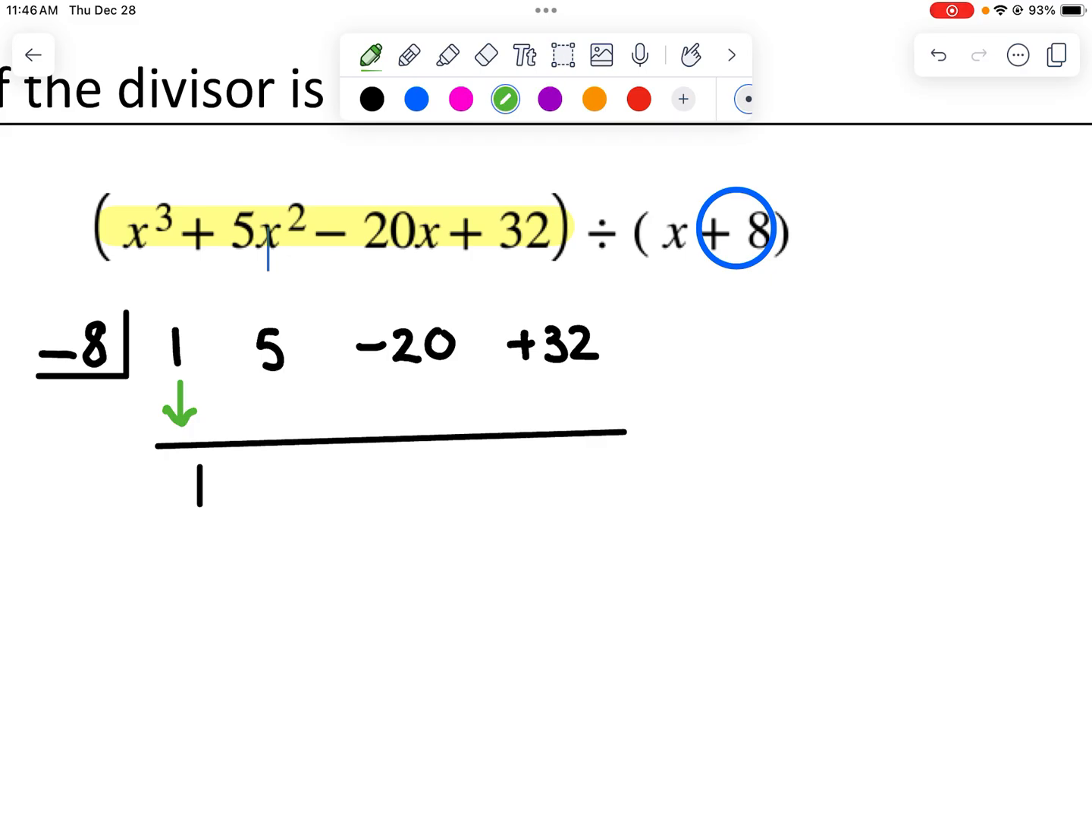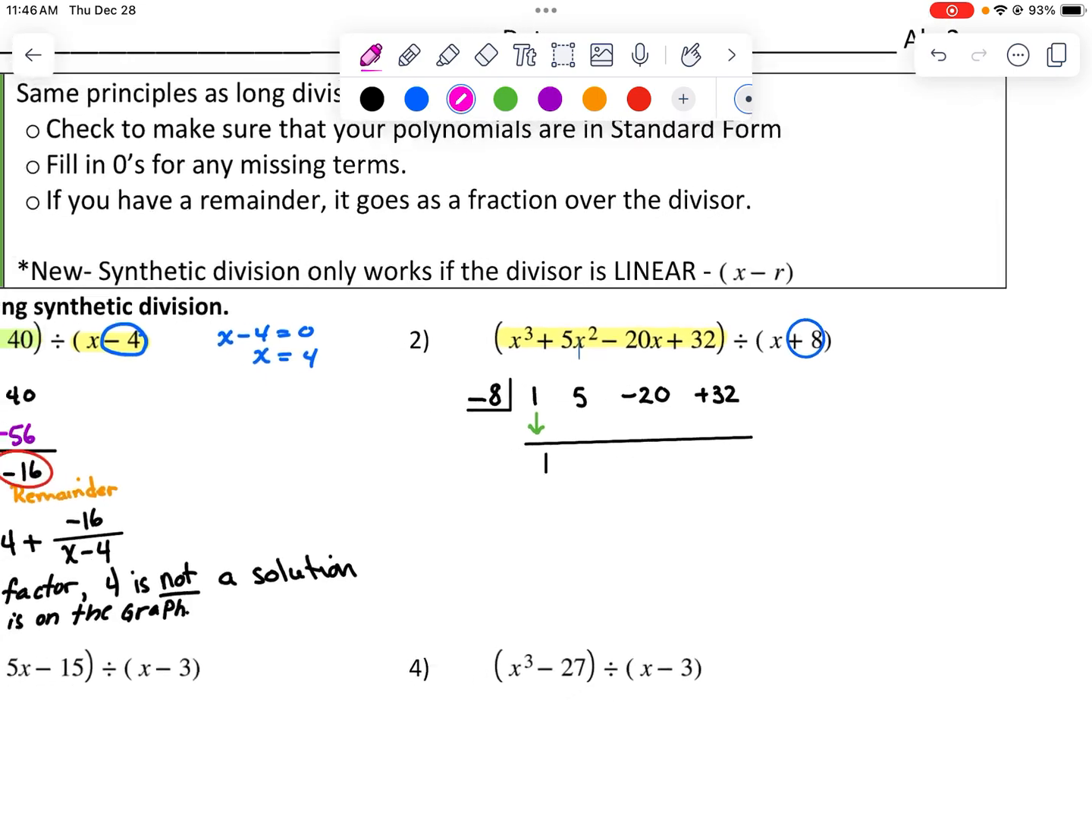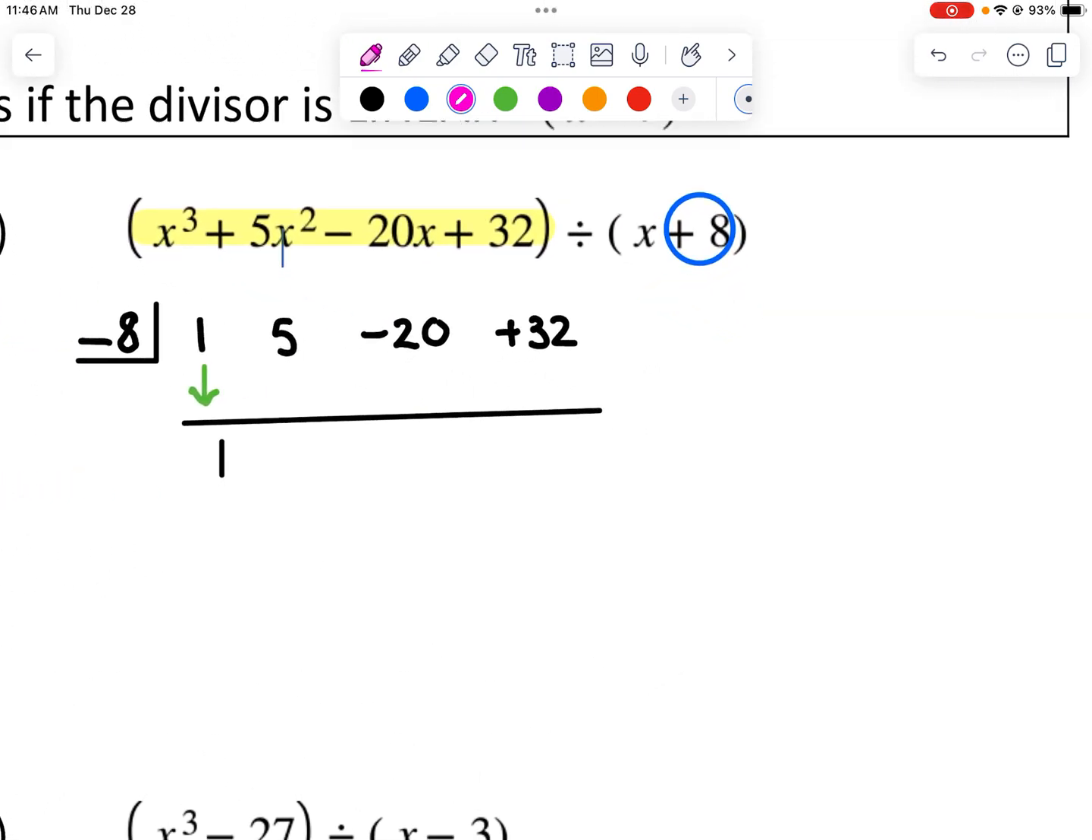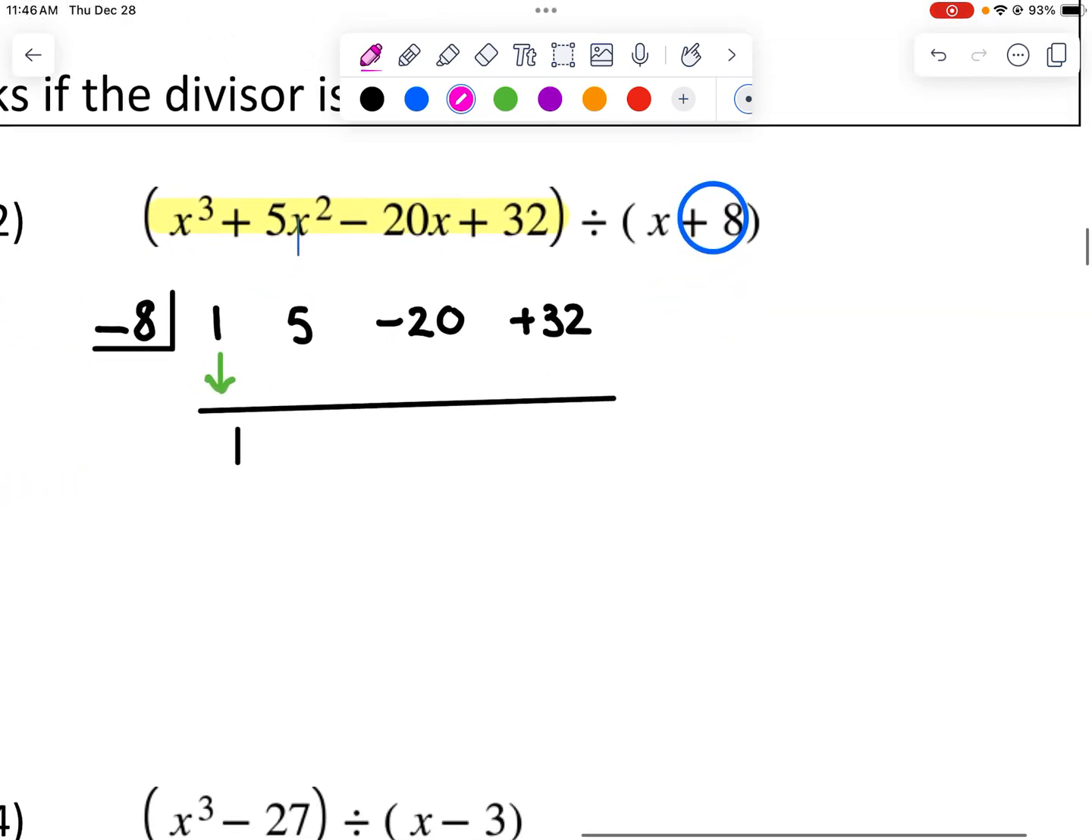So I am going to take, purple is what I use, just trying to be consistent on my coloring, negative 8, and I'm going to multiply it by 1, and negative 8 times 1 is negative 8. Then I'm going to add those two numbers together. 5 minus 8 is negative 3.